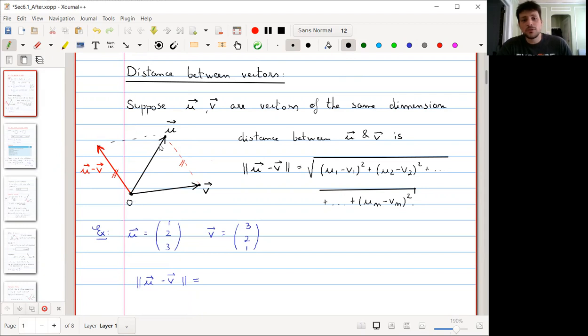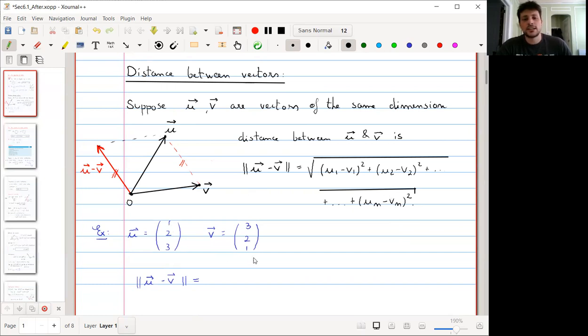So the distance between u and v is nothing but the norm of that vector, which is given exactly by this expression here. u minus v has entries u1 minus v1, u2 minus v2, etc. You square them all, add them up, and take its square root.